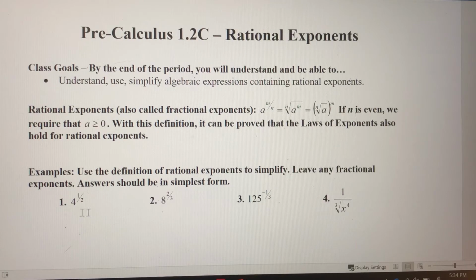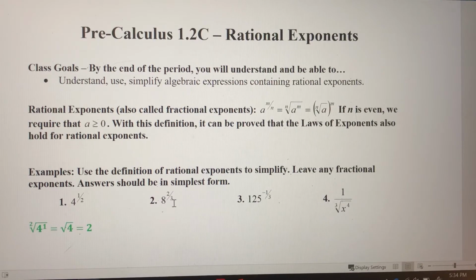So, 4 to the 1/2. Remember the denominator is going to be the root, so this is going to be the square root of 4 to the first power. I went ahead and put the 1 up there as an exponent, but you know that's not necessary. It could just be the square root of 4, and you know the square root of 4 is 2. So 4 to the 1/2 power just means the square root of 4, which is 2. Pretty easy one there.